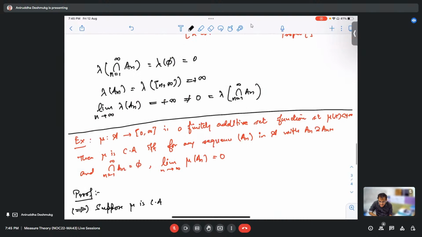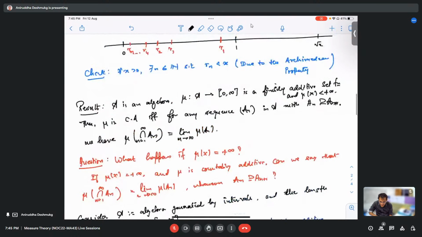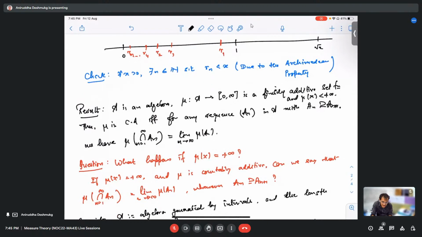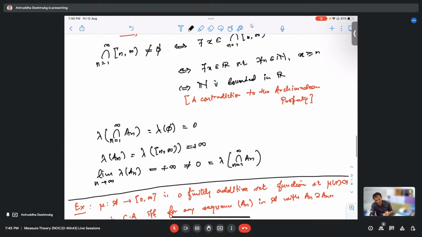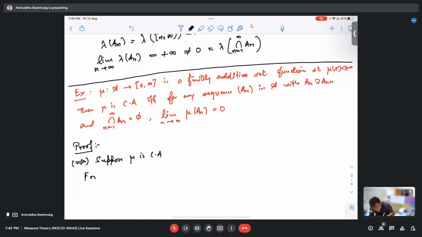See, let us look at the previous result. What did it say? That if mu of X is finite, then mu is countably additive if and only if for any decreasing sequence, the measure of the intersection of An is the limit of the measure of An. So here the intersection of An is empty, right? So from the previous result, the measure of the intersection of the ANs is the limit of the measure of the ANs.